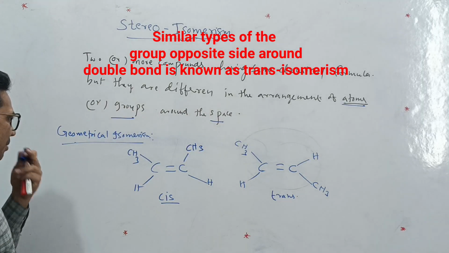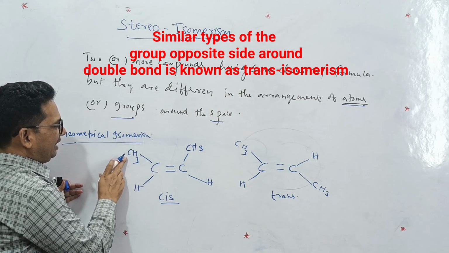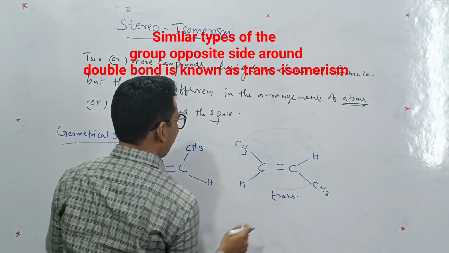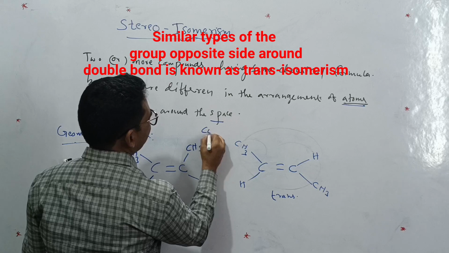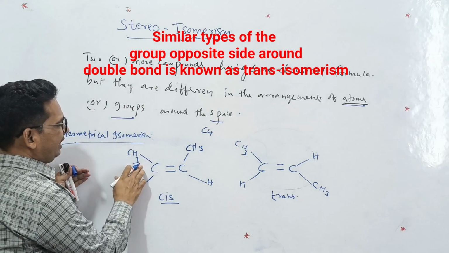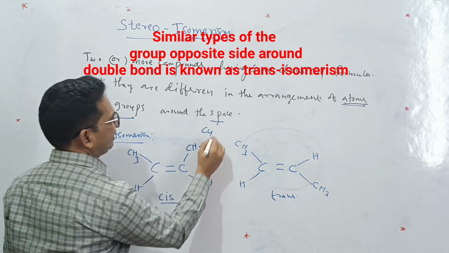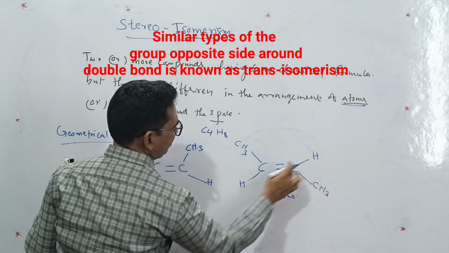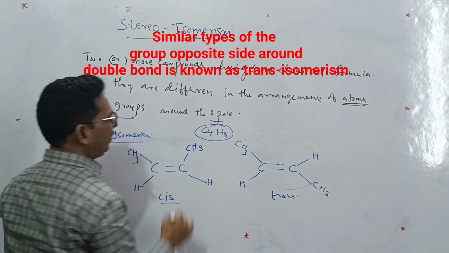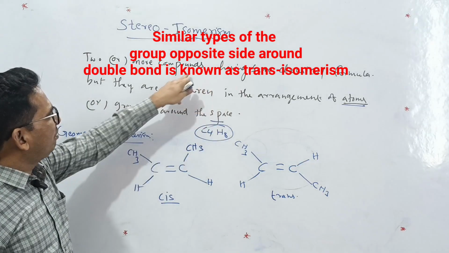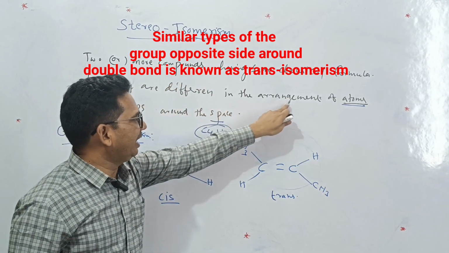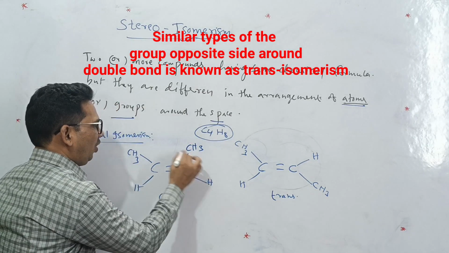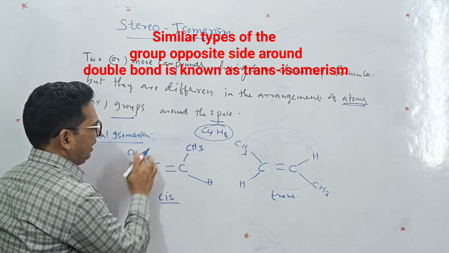Both will be having the same chemical formula. How many carbons? See 1, 2, 3, 4. 4 carbons, it means C4. Hydrogens how many? 3 plus 3, 6, 7, 8. H8. Here also you can see 3 plus 3, 6 plus 2, 8, H8. Both will be having the same chemical formula, but the arrangement of the atoms or groups around the space means around these carbon atoms, it will be different.